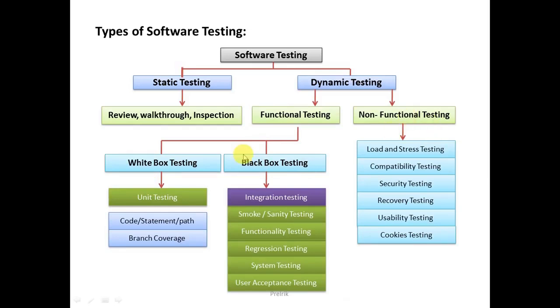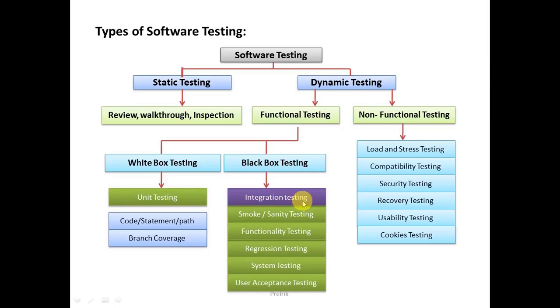What black box testing covers is integration testing. Integration testing is when you integrate two different units of code which have already passed unit testing. If you integrate two or more units, then integration testing will be performed, checking the requirements for flowing data from one unit to another unit.